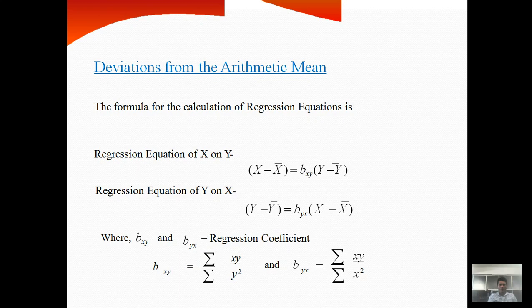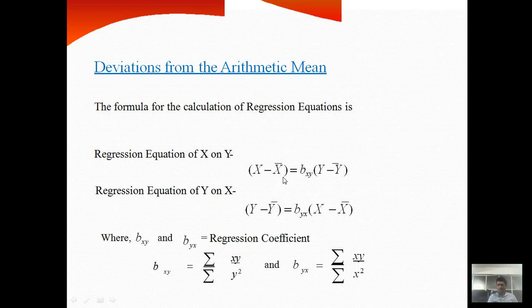So, the formula for calculating the regression equations. There are two equations. The first one is the regression equation of x on y. The second one is the regression equation of y on x. Both are very similar. The regression equation of x on y, in terms of regression coefficients and deviations, is x minus x bar equals bxy into y minus y bar, where x bar is the mean.